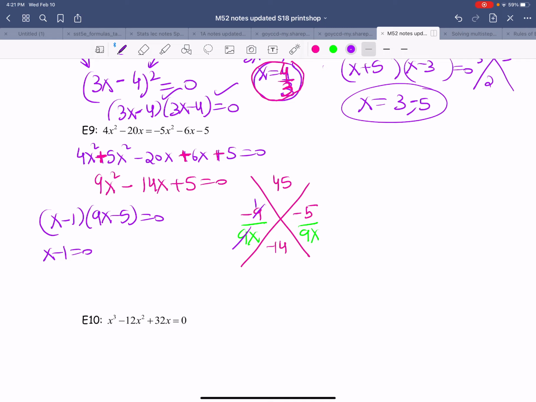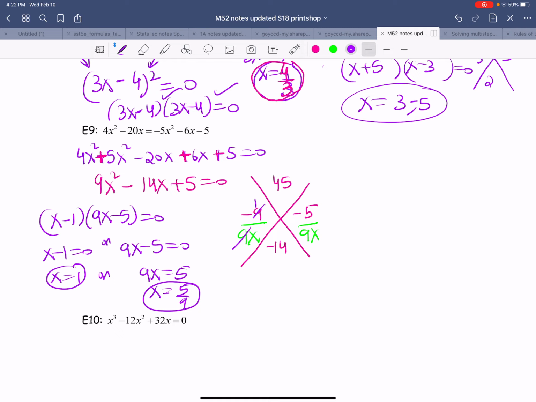When I set x minus 1 equal to 0 and 9x minus 5 equal to 0, I get x equals 1 as my one answer. 9x equals 5 and x equals 5 over 9, getting the variable by itself. So there's my two possible answers. If x takes on the value 1, then left hand side and right hand side will be equal. Or if x takes on the value 5/9, again the left hand side and the right hand side will be equal.